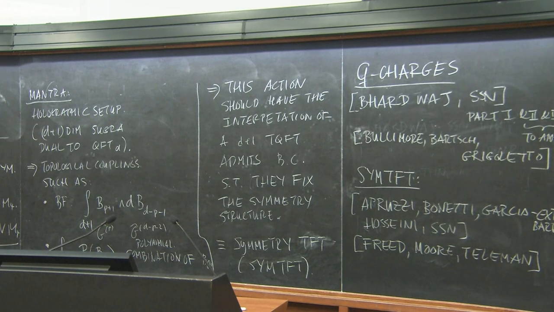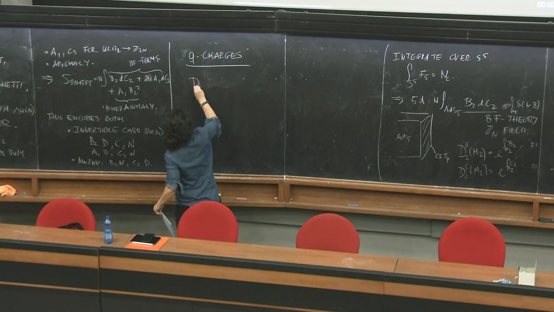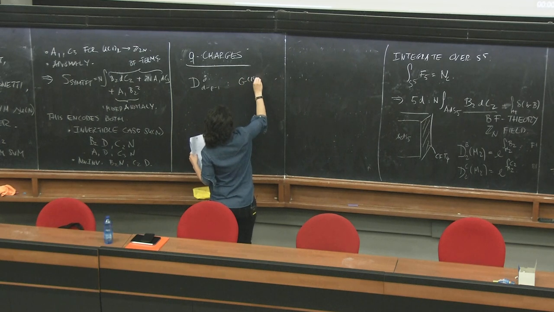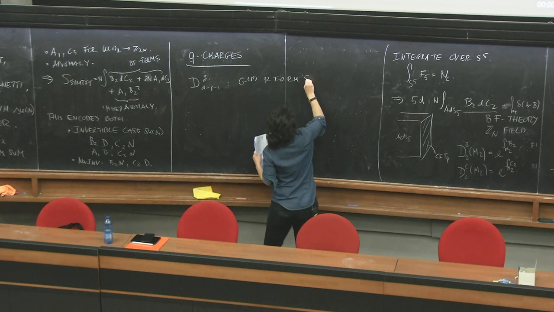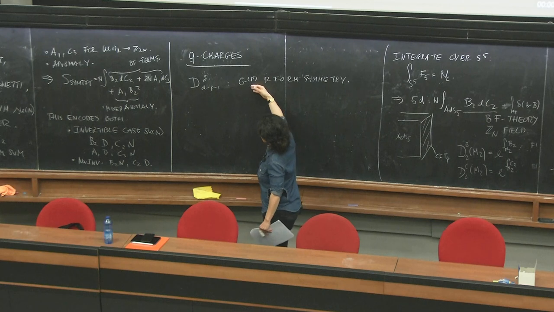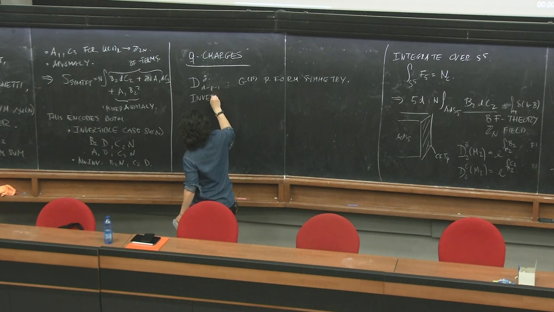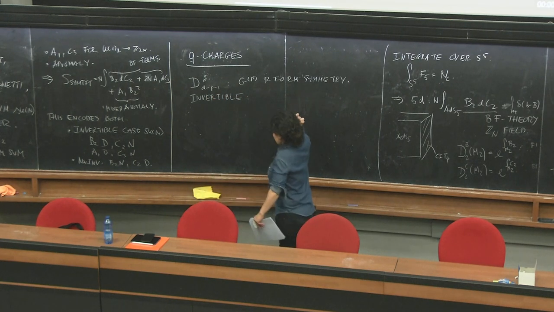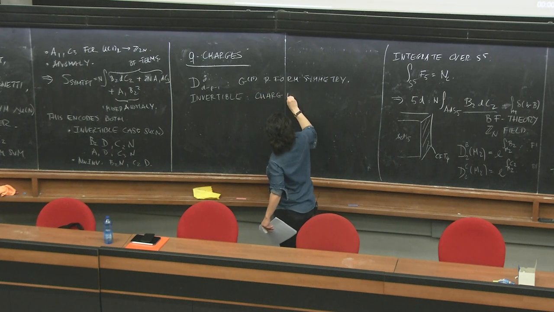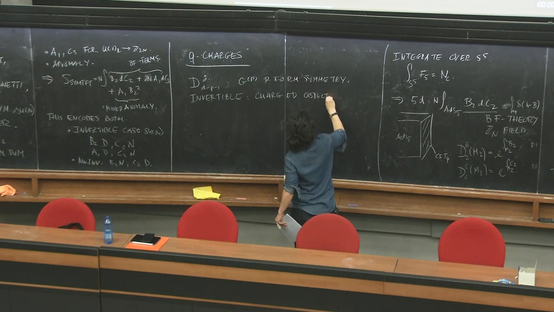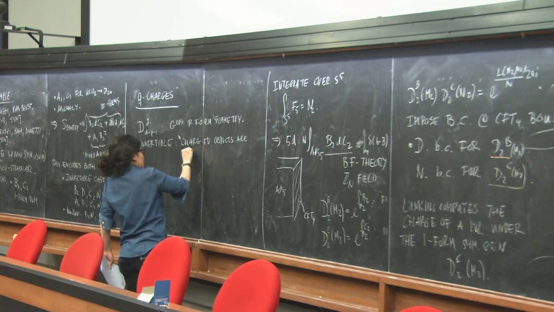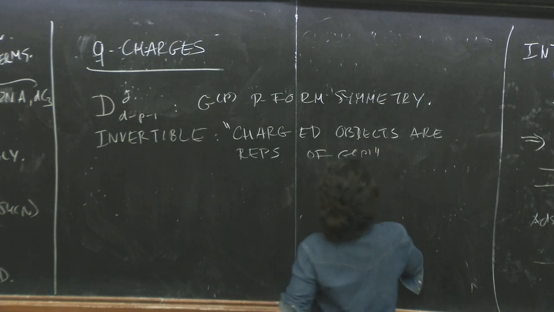Okay, so what is the idea? The question is, given a, we've talked a lot about these topological defects, some (D-p-1)-dimensional defect generating a G^(p) p-form symmetry. When we had these invertible things, in fact, here we will focus on invertible symmetries for the moment. The statement is always that the charged objects, the p-dimensional objects, are representations of G^(p). This is the standard law.